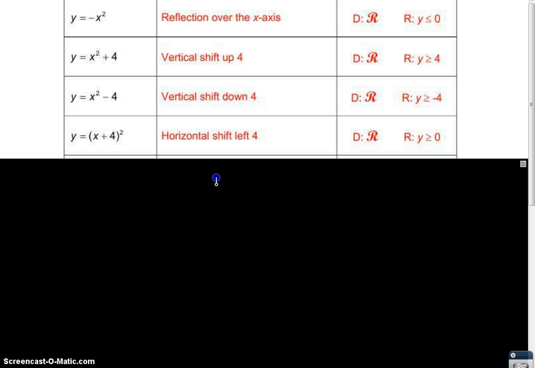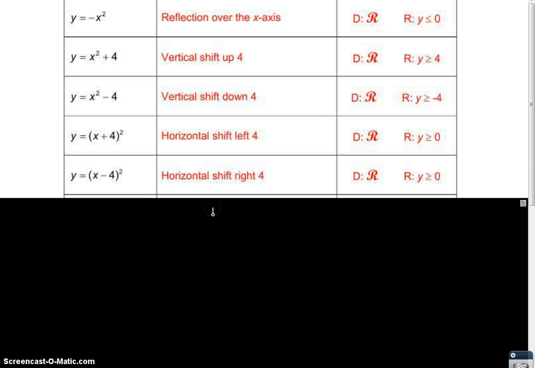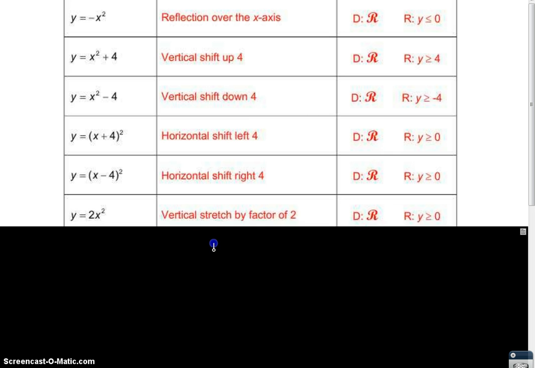Okay, when I had x plus 4 in parentheses squared, this was a horizontal shift. Remember, it was left 4 units. So it was plus 4, but I really moved to the left. So here my domain is all real numbers, and my range is y is greater than or equal to 0. Same thing with the next one. I had a minus 4, so we really moved 4 units to the right. Okay, and copy the domain and range.